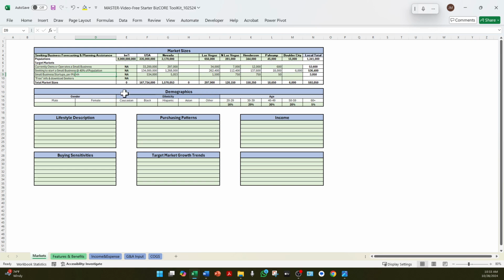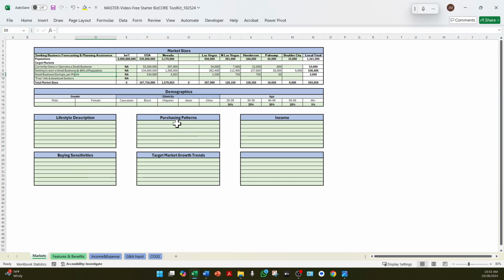Then you start breaking down those individual markets into their demographics. Is there a gender distinction? Is there an ethnicity distinction? Is there an age distinction of the customers that would likely buy your products? Then you have other demographic details such as lifestyle descriptions. How do they live their life? Buying sensitivities: are they really price conscious, or do they want to be the first kid on the block with the product?